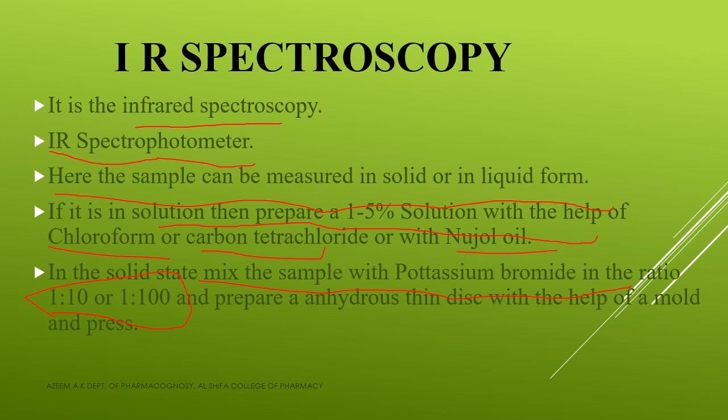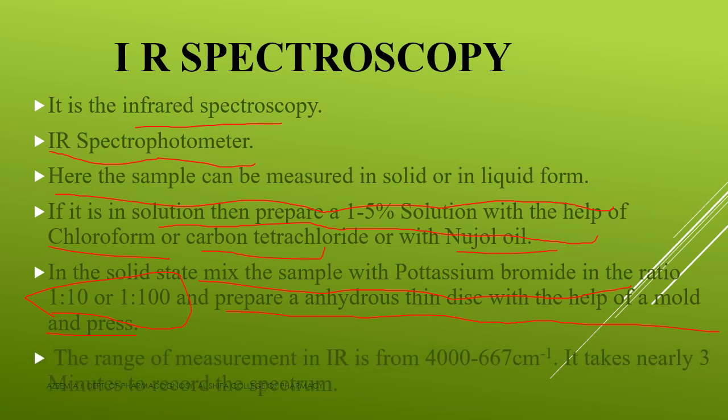or 1:100. Then you have to prepare an anhydrous thin disc with the help of a mold and press. Then this disc can be used for the IR spectroscopy. Clear? And the last thing is the range of measurement in IR spectroscopy, which is from 4000 to 667 centimeter inverse. And it will take nearly 3 minutes for recording the entire spectrum. Only 3 minutes is required for recording the entire spectrum in IR spectroscopy.